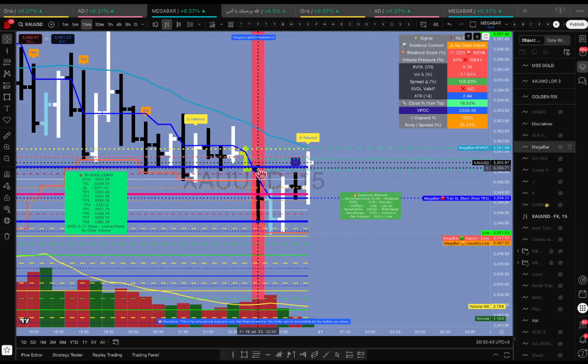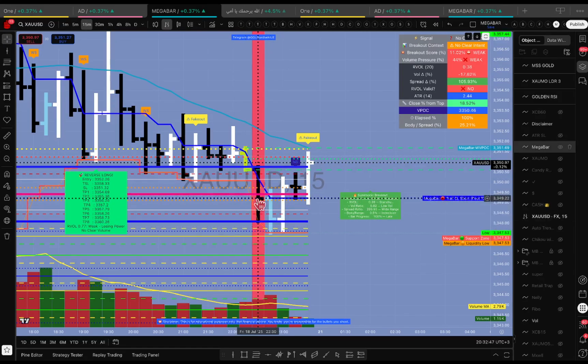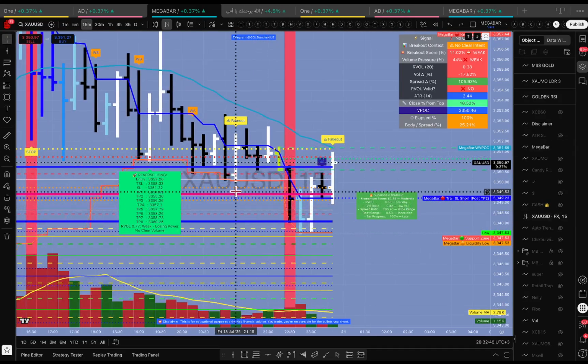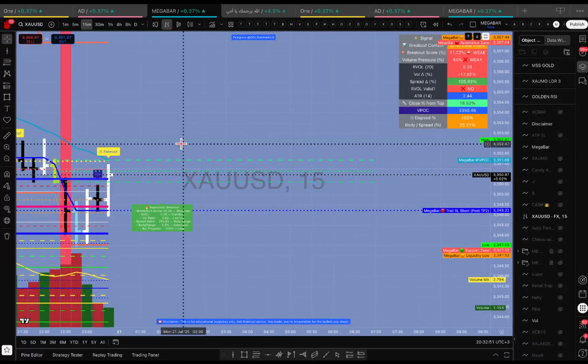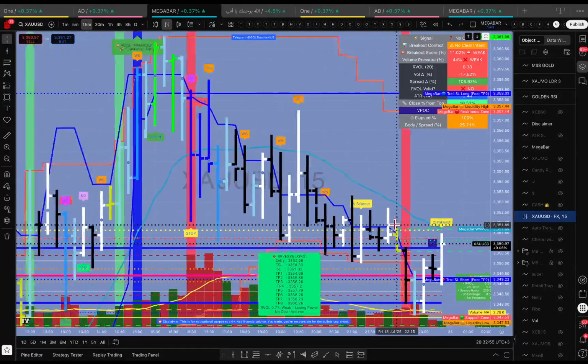This mega bar failed because there was no continuation. One mega bar in 15 should be followed by another mega bar. This is a reversal trade as it reversed. Let's check here. That's a huge mega bar.